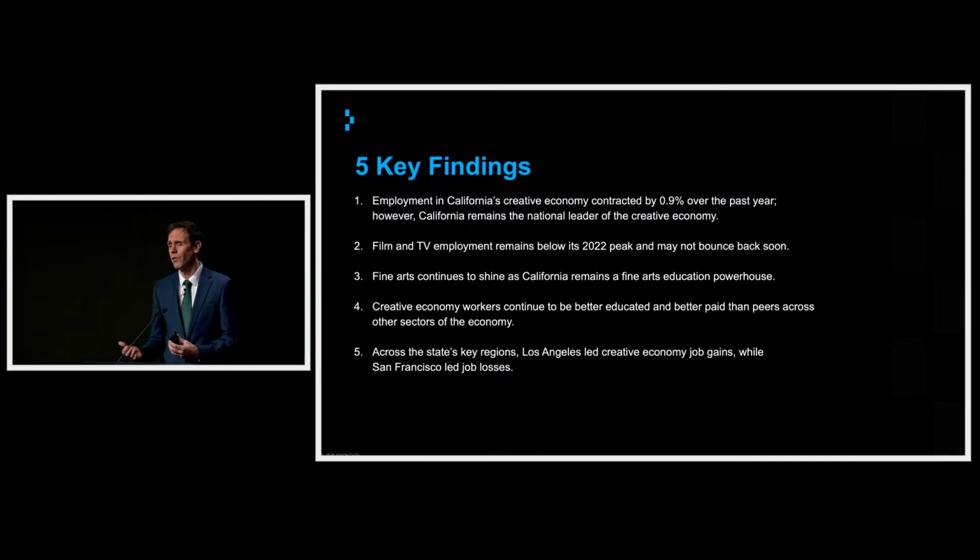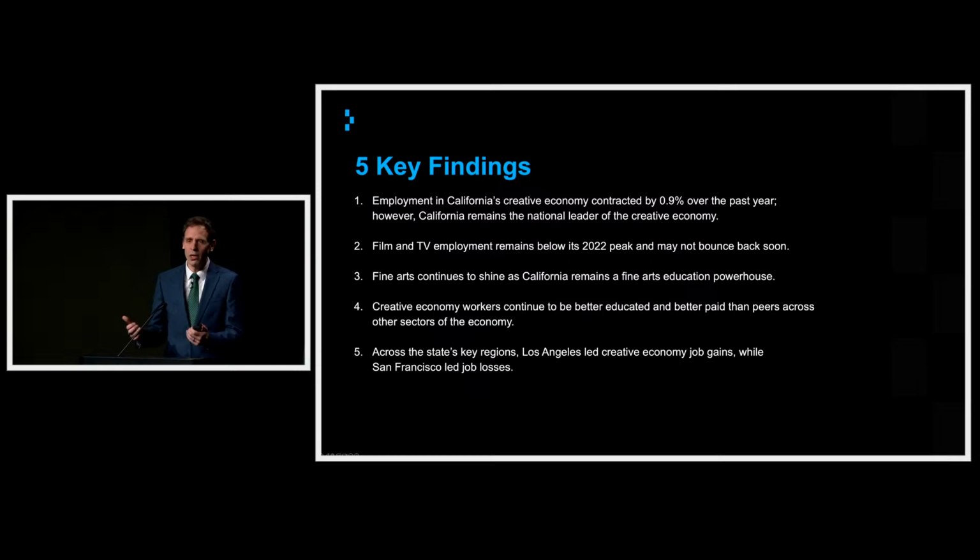Now, with respect to our creative economy update this year, we're really focusing in on 5 primary findings. I'm going to read them to you quickly and then give you a little bit more flavor about what is going on with respect to each of these findings. So our first key finding from the Creative Economy Report this year is that over the past year, employment in California's creative economy contracted by 0.9%. But the good news is that California remains the national leader with respect to the creative economy. Second key finding from the report is that the film and TV industry hasn't recovered from the employment losses which occurred in 2022 and 2023, and we don't expect a full recovery in that employment to occur anytime soon.